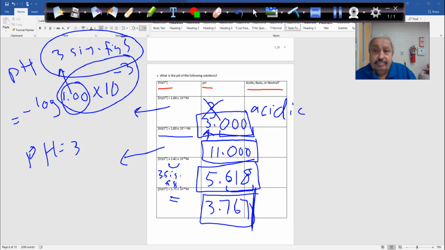Now, any question about this, guys? Any question? Let's go for the second one. Oh, we did not finish. You did not tell me that we have finished. So, 11 is what? Basic. This one is what? Acidic. Correct? Because this is 6. 6 is still acidic. And this one is acidic. Okay, that's good. We are done now.